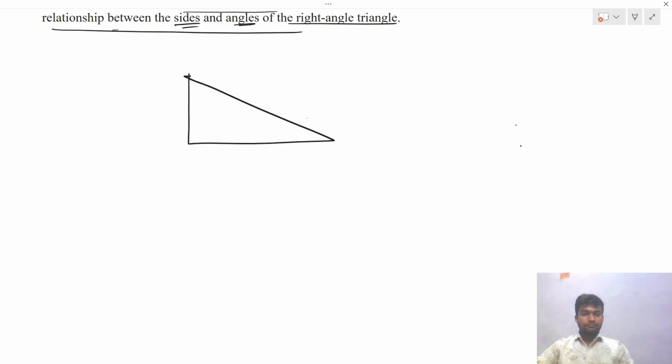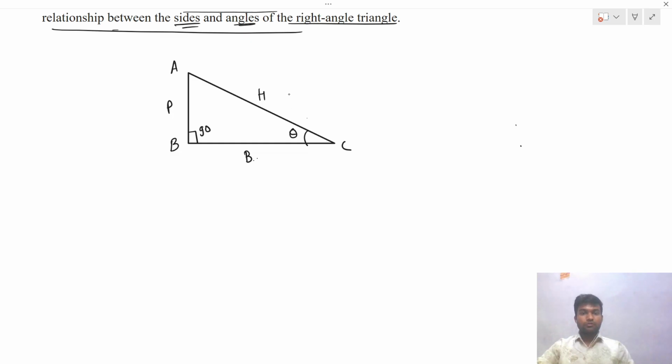This triangle, okay, let's say we will name here A, B, C. Okay, this is angle theta, and this is the 90 degree angle. Okay, this is hypotenuse, this is perpendicular, this is base. The base is also called the adjacent side of angle theta, and this perpendicular side is also called the opposite side to the angle theta.